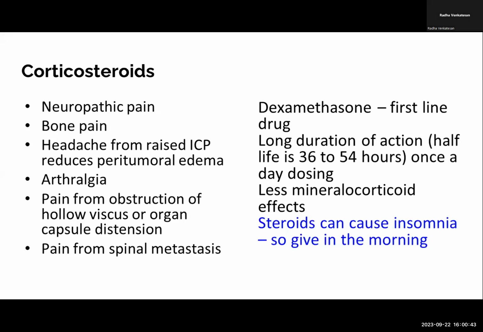So this group of steroids plays an important role in neuropathic pain, bone pain, headache from raised intracranial pressure, arthralgia, pain from obstruction of a hollow viscus or organ, and pain from spinal metastasis. In all these situations, steroids can help. And what is the first line? Dexamethasone is the first line drug. It has a long duration of action, so generally a once daily dose is given, and it has less mineralocorticoid effect than glucocorticoid effect.